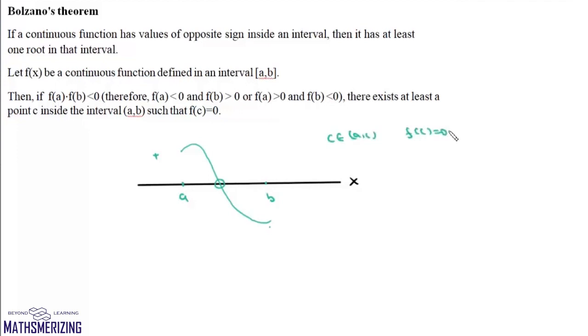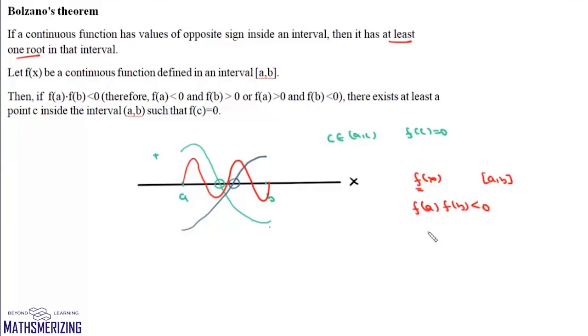And if f(a) is negative and f(b) is positive, then also it will intersect the x-axis at least at one point. There could be more than one point of intersection, or more than one root between A and B, but it will have at least one root in this interval. So this theorem is, if we have a function f(x) in the interval AB such that f(a) into f(b) is less than 0 and this function f is continuous, that means at least one root of the equation f(x) equal to 0 will lie in this interval AB.